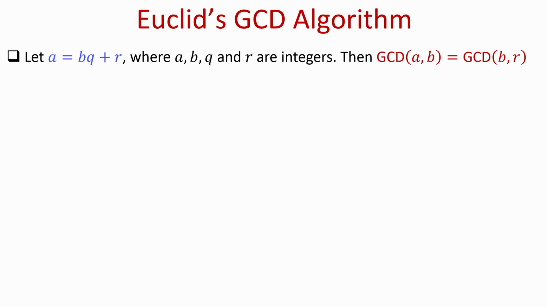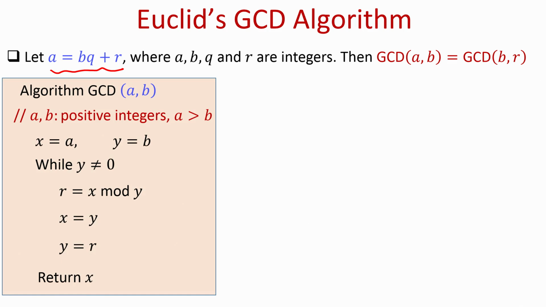We can use an efficient algorithm to compute the GCD, called Euclid's GCD algorithm. The basis for Euclid's GCD algorithm is the following fact. If you are given integers A and B such that A is B times Q plus R, and your goal is to find the GCD of A and B, then the GCD of A and B is nothing but the GCD of B and R. Again, I am not giving the proof of this fact, you have to believe me, but based on this we can find an algorithm to compute the GCD of A and B.